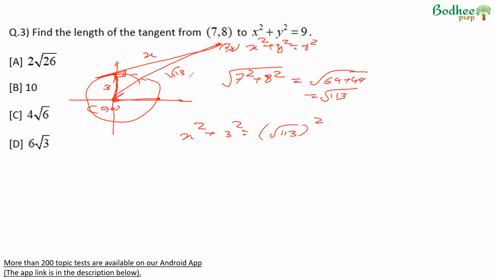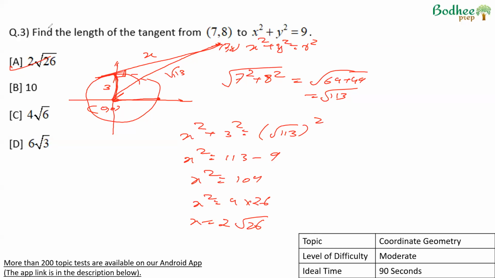Perpendicular, p square plus b square is equal to h square. So x square is equal to 113 minus 9. X square is equal to 104, which is nothing but 4 into 26. And therefore x will be 2 root 26, taking under root. Option A.